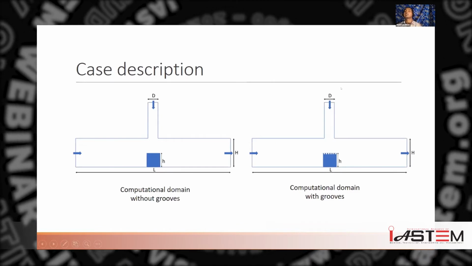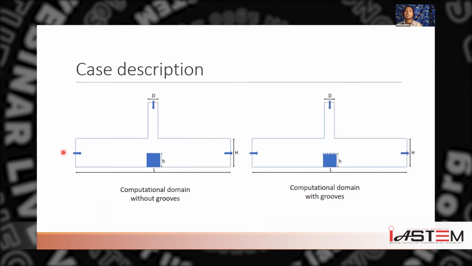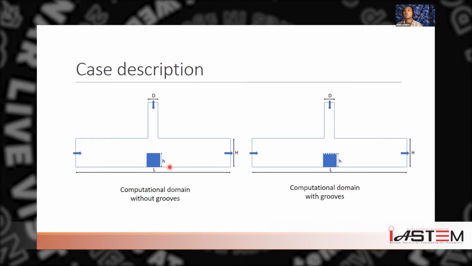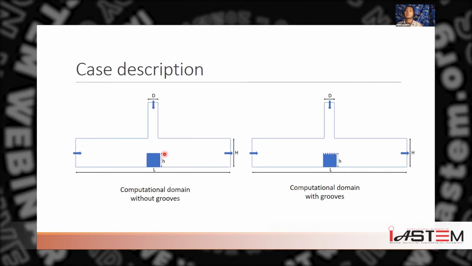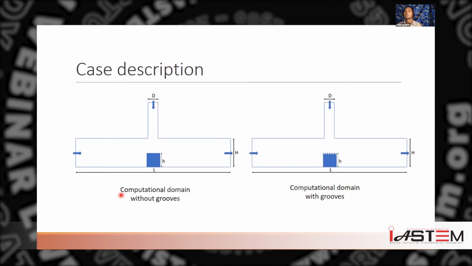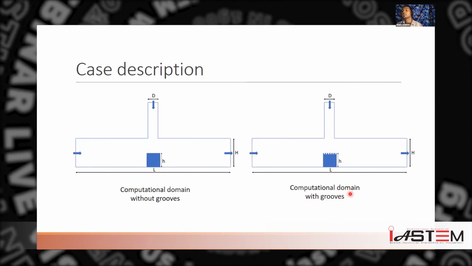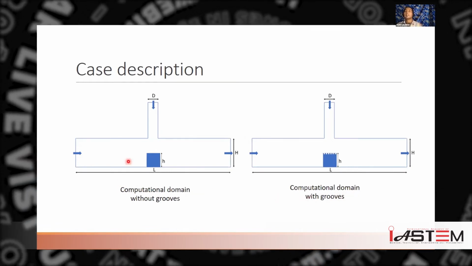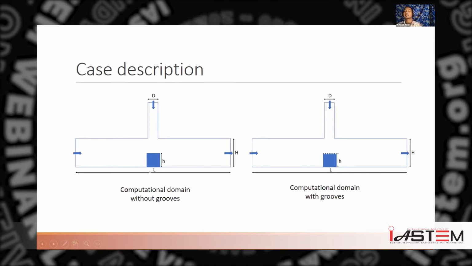Here is the case description. As we can see, this is the channel inlet. This is the cubical block which we are trying to cool using the jet from the top. This is the computational domain without using grooves. This is our computational design with the grooves.